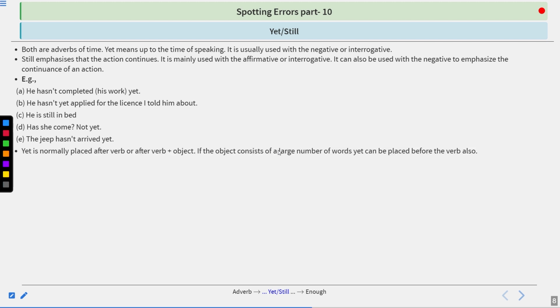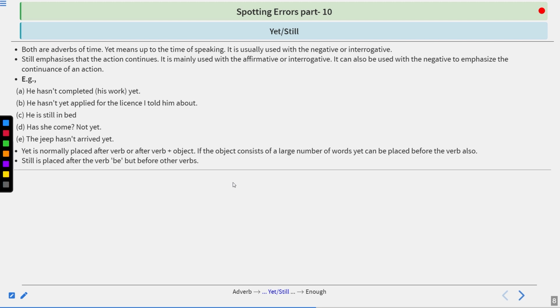Yet is normally placed after the verb or after verb plus object. If the object consists of a large number of words, yet can be placed before the verb also. So here we're talking about the placement of yet. So it can be placed after the verb or after the verb plus object. If the object consists of a large number of words, it means a clause or a phrase, yet can be placed before the verb also.